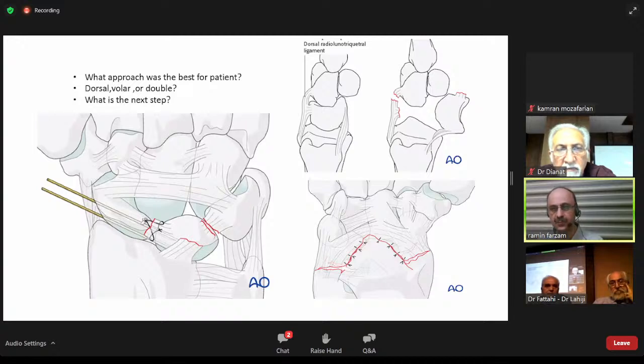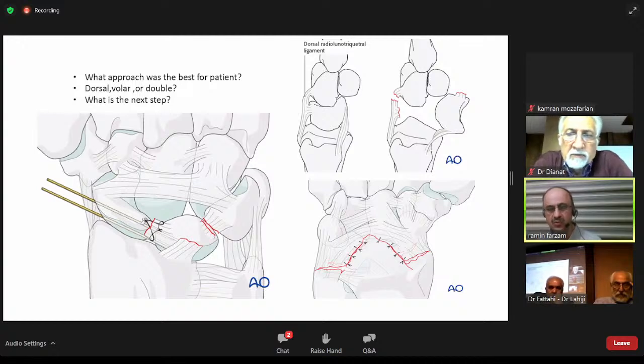As you know, in the volar approach, we can easily approach the lunate, decompress the median nerve, and repair the volar ligaments: the volar scapholunate, volar triquetral-lunate, and also radial lunate ligaments, the extrinsic ligaments. But in the dorsal approach, you can repair the important dorsal radial lunate ligament and dorsal triquetral-lunate ligament, but the disadvantage is that the risk of AVN increases.